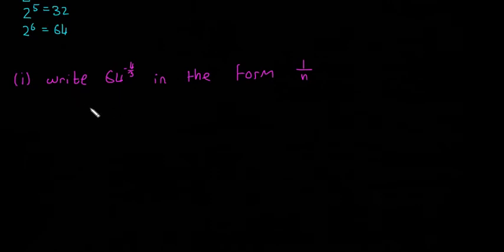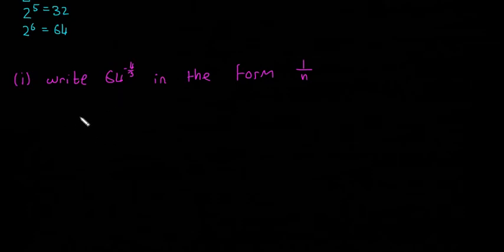So the questions are going to look something like this. Write 64 to the power of minus 4 over 3 in the form 1 over n. Okay, so I'll just get started. We have to simplify this until it looks like this, 1 over and just a number here. So we'll take it one step at a time.